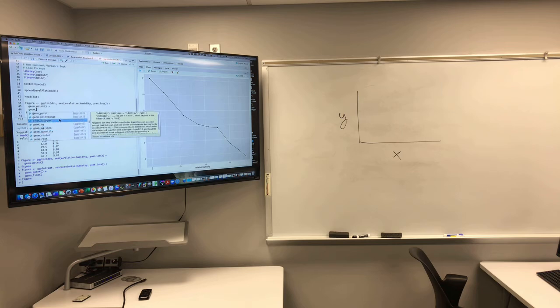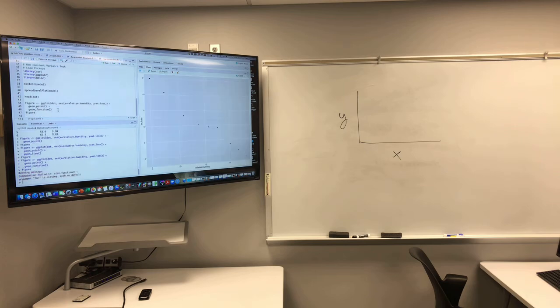Let's start with geom_function. It said in geom_function that the default is a line. So we'll just try that. Oh no, we didn't give it the function. Okay, so let's try geom_smooth.